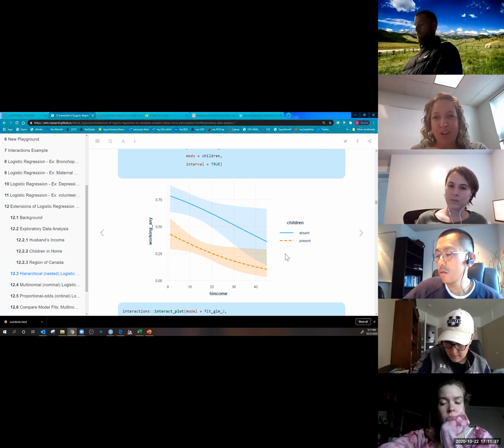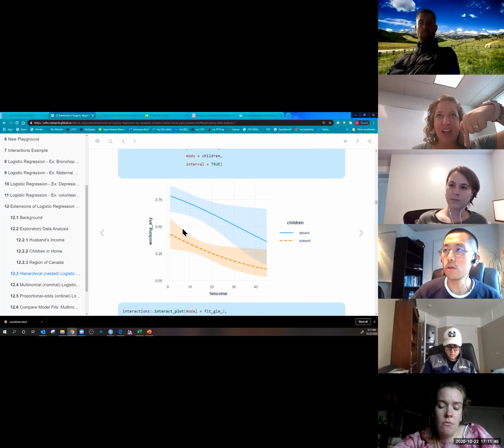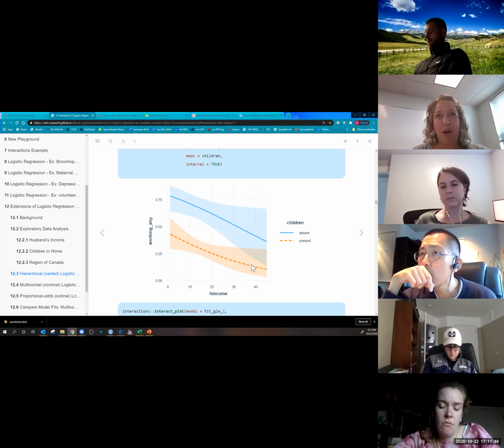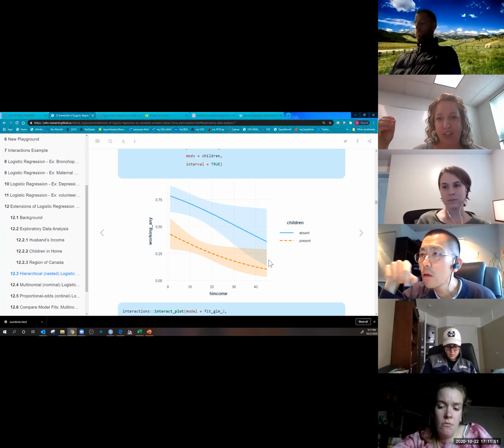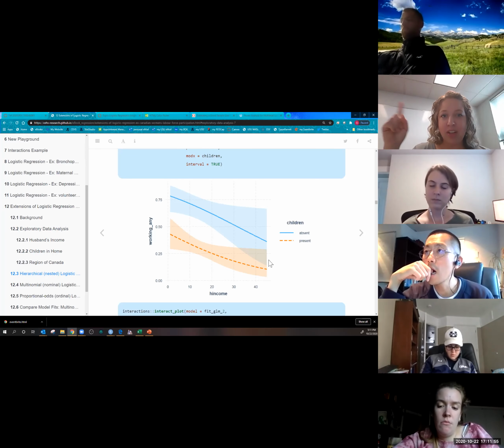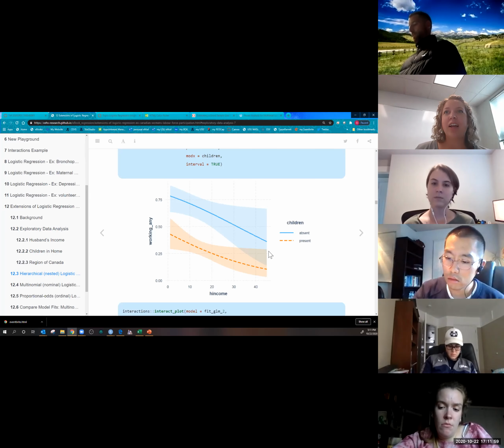Now let's look at children. After controlling for husband's income, when there are children present, there is an 80% lower odds, or a lower probability, that she's working as well. Now, when we did the raw plots, we saw the variables one at a time, but this is combining both variables together.